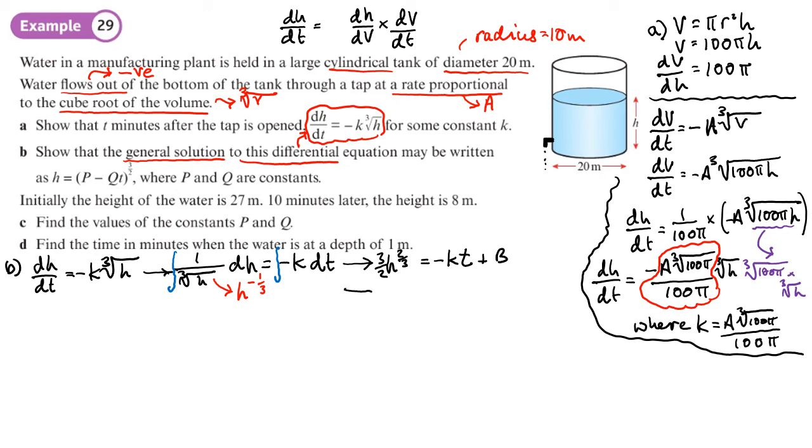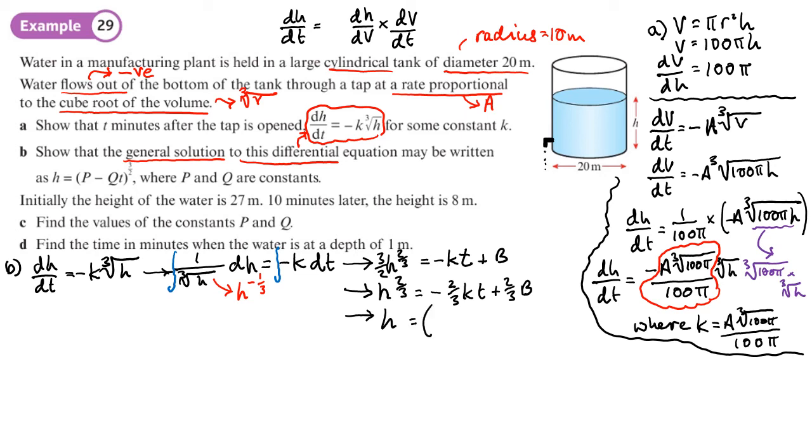So step number 1, I'm going to divide both sides by 3 over 2, so I've got h to the power 2 over 3 equals negative 2/3 kt plus 2/3 B, and then to make h the subject from there, I raise both sides to the power 3 over 2.